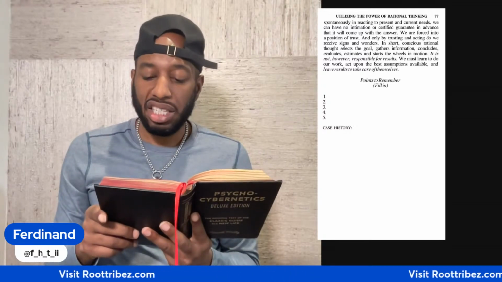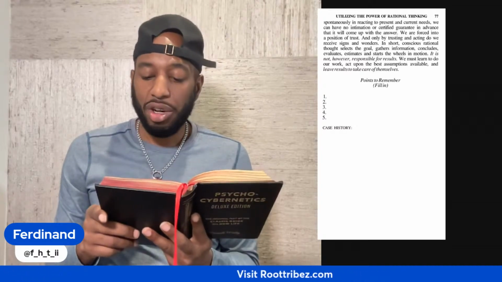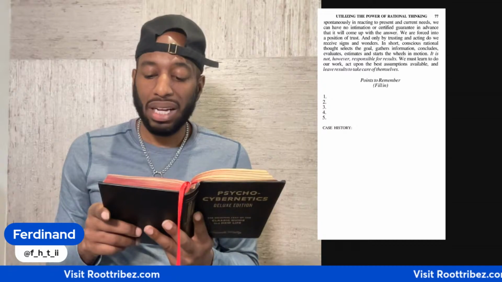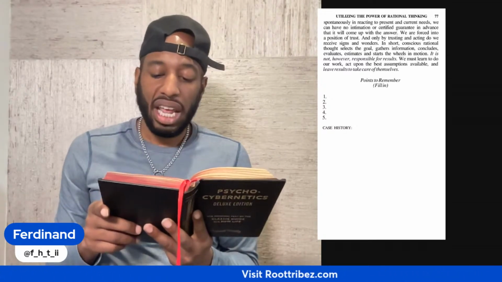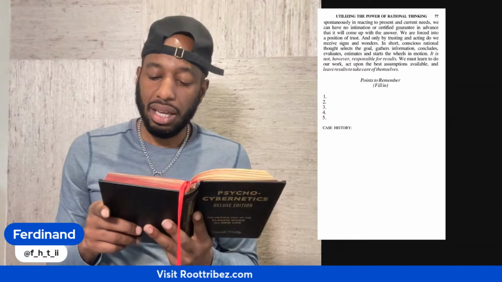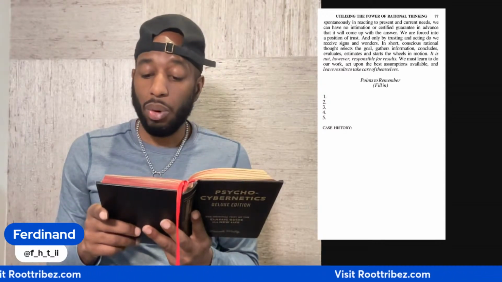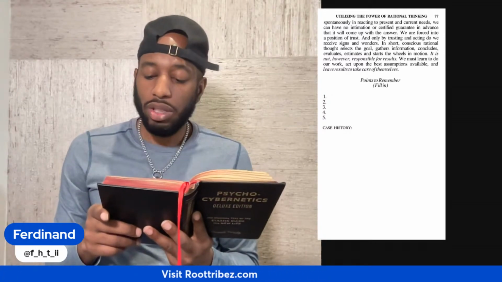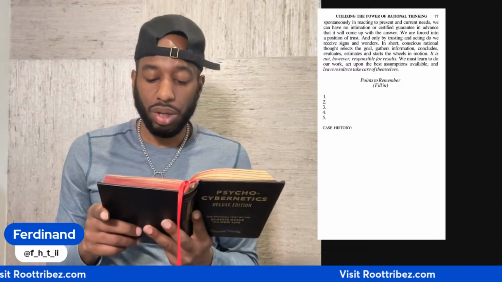The automatic mechanism is unconscious. We cannot see the wheels turning. We cannot know what is taking place beneath the surface. And because it works spontaneously in reacting to present and current needs, we can have no intimation or certified guarantee in advance that it will come up with the answer. We are forced into a position of trust, and only by trusting and acting do we receive signs and wonders.